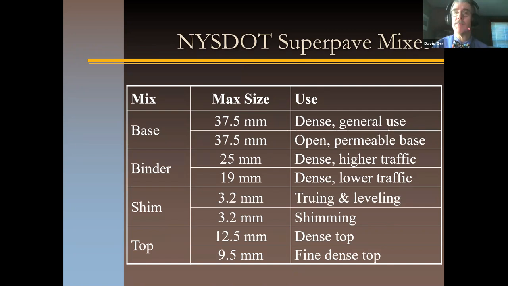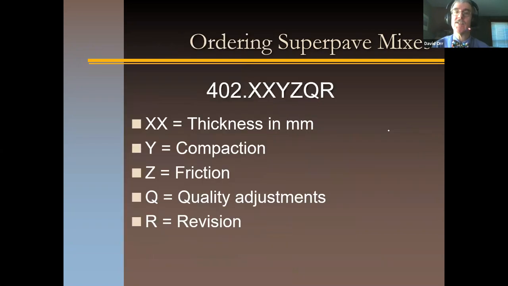And how do you order the mix? Well, it's actually pretty easy. Now, there's a code. You know, we love codes, we love acronyms, things like that. But if you think about it, you're going to order Superpave mixes. It's 402, that's the state spec number. Your thickness is in millimeters. You're going to have compaction, friction, and quality adjustments. And then the revision is just the number the state uses.